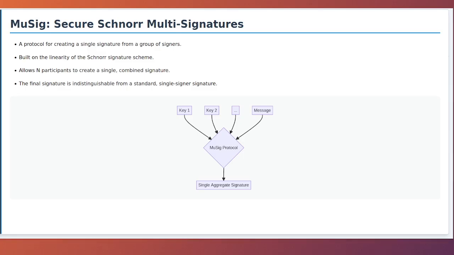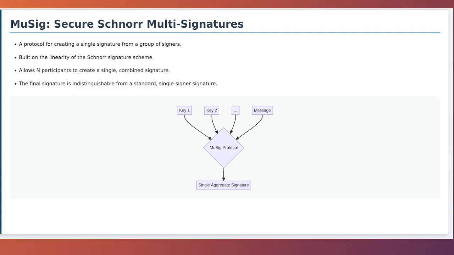Introduction to MuSig. Today, we are taking a deep dive into MuSig, a groundbreaking multi-signature scheme built upon the elegant foundation of Schnorr signatures. A multi-signature, or multi-sig, protocol allows a group of people to collectively control a single asset or authorize an action. Instead of one person signing off, you might require 2 out of 3 or 5 out of 7 participants to agree. MuSig is a specific protocol that enables this functionality in an incredibly efficient and private way.